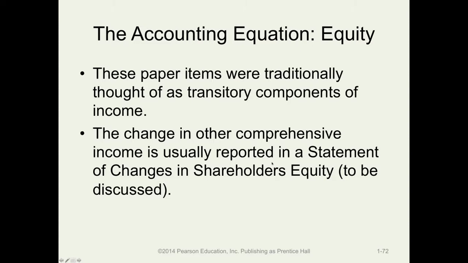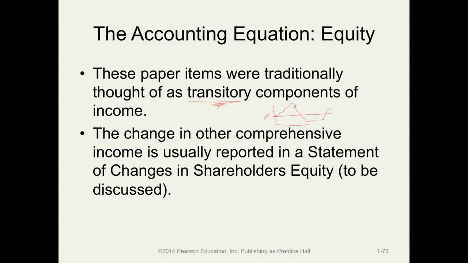These were normally thought of as the transitory components of income. So we typically looked at these as transitory, so the gains and losses would offset over time. So if you held Google stock long enough, over time, you'd have, let's say this is your purchase price. It would go up, go down, and average out. At some point, your gains and losses would average out. So therefore, it is considered transitory.